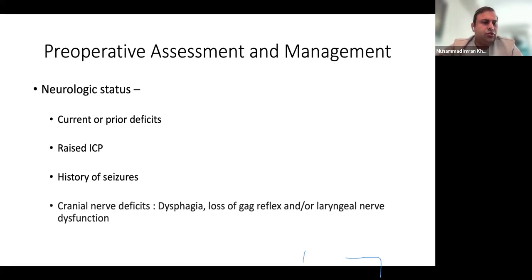So in addition to the usual pre-anesthesia evaluation, we will focus on the neurologic status, including the current and prior deficits, the signs and symptoms of raised ICP, and any history of seizures. Patients with cranial nerve deficits resulting in dysphagia, loss of gag reflex, and laryngeal nerve dysfunction may require delayed extubation at the end of the surgery, as they may not be able to hold their airway patent.